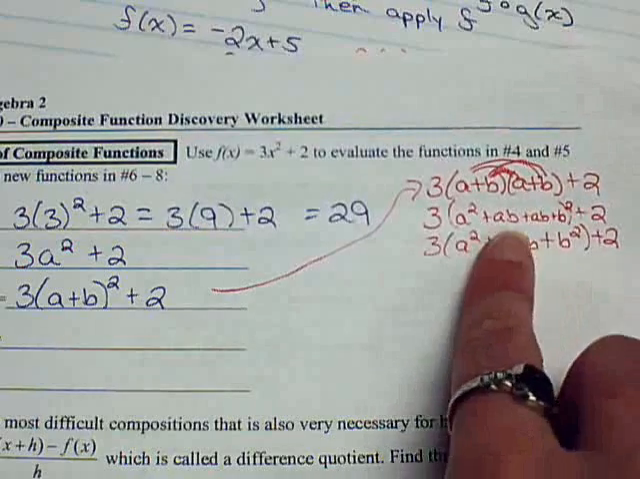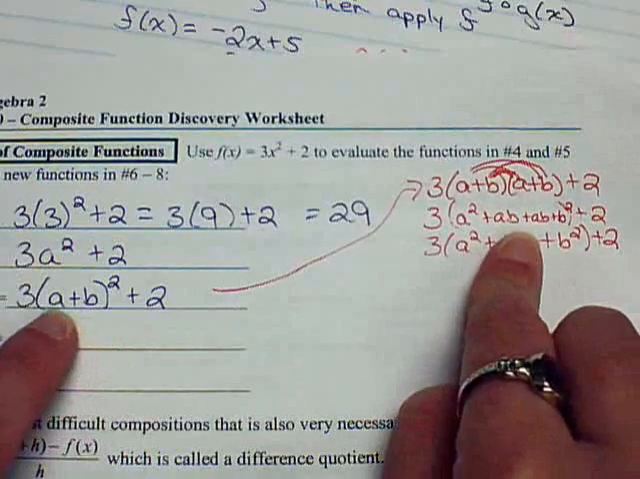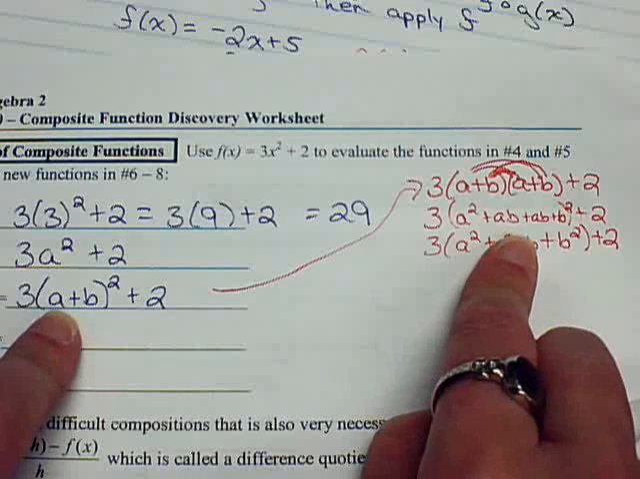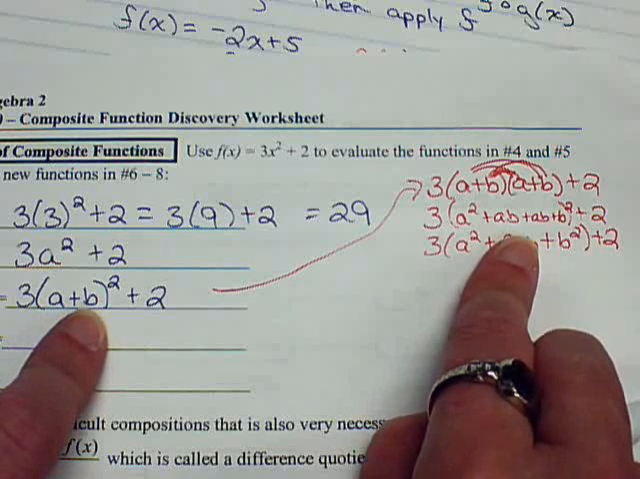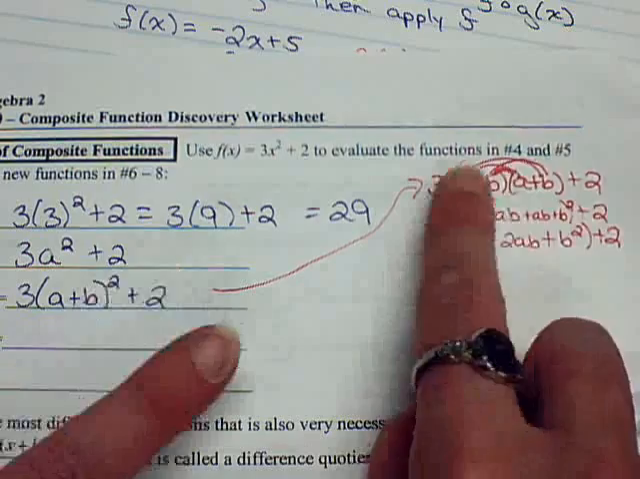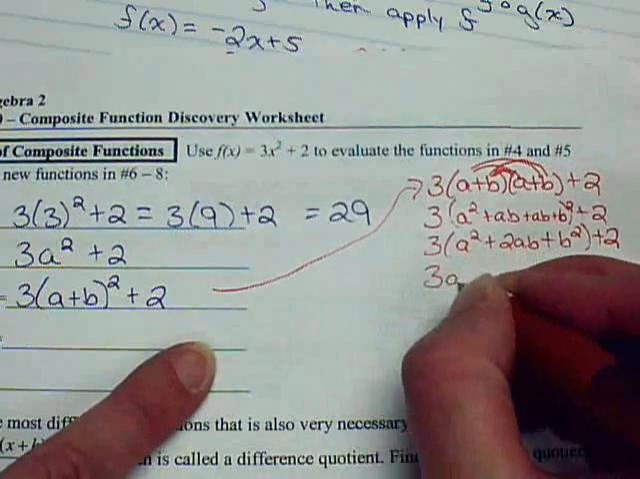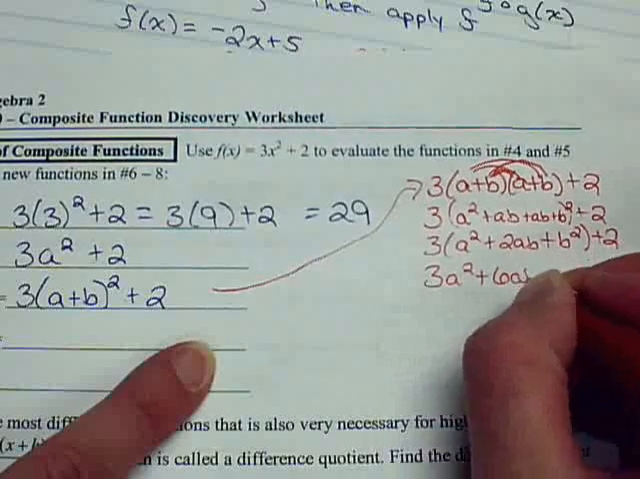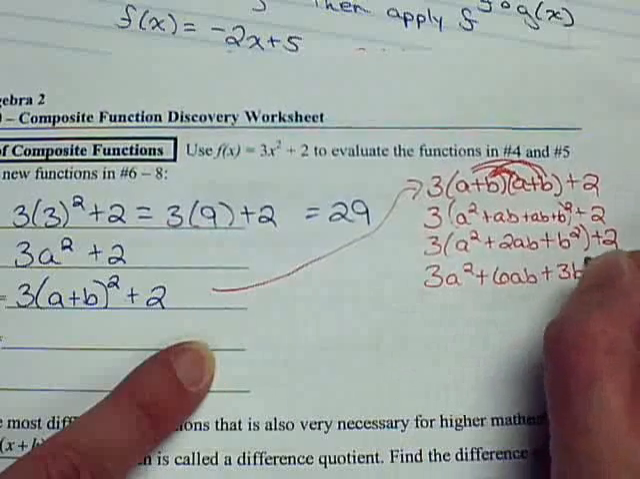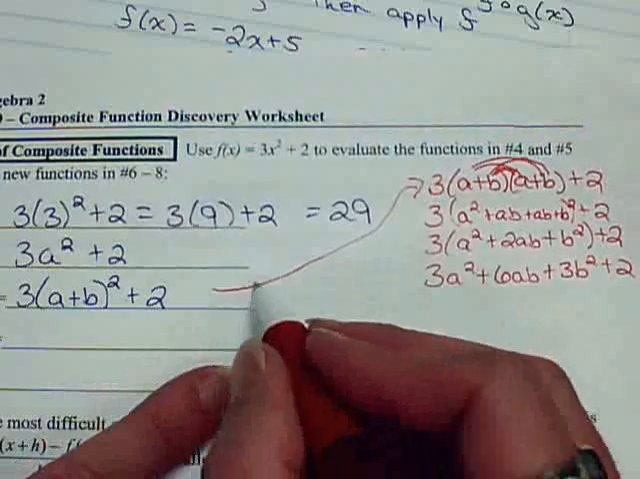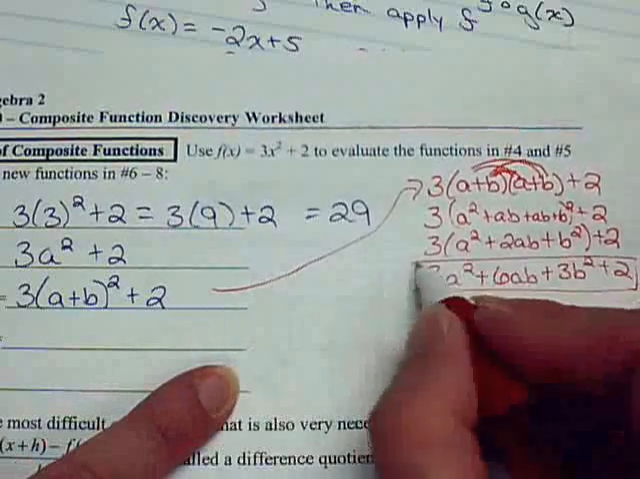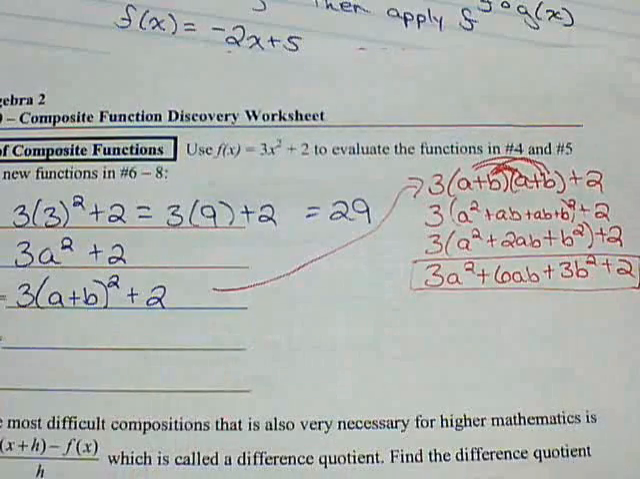A lot of people forget about that middle term and think that they can somehow distribute the square and get a squared plus b squared. It doesn't work that way. You have to make sure you multiply it all the way out. Now the distributive property: 3a squared plus 6ab plus 3b squared plus 2. And it may be ugly, but that's it. That's our final answer there.